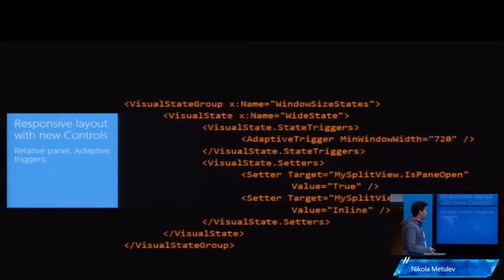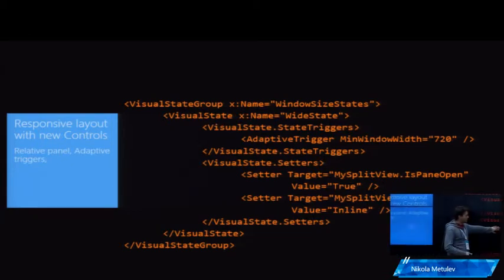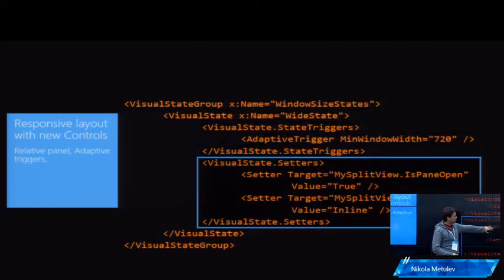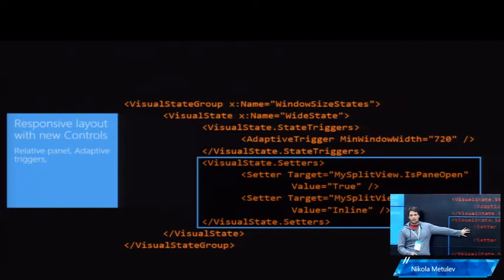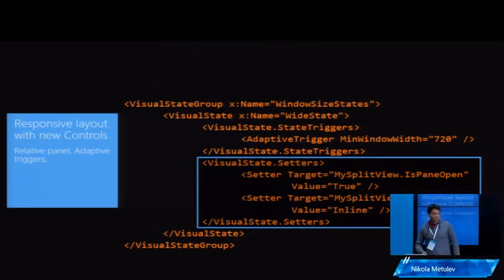What we've added to the platform now is what we call visual state triggers and visual state setters. This allows you to easily assign values to elements within your visual states. For example, here you can see that I have a setter that simply sets the value of isPaneOpen to true. It's really easy to read and really easy to do.